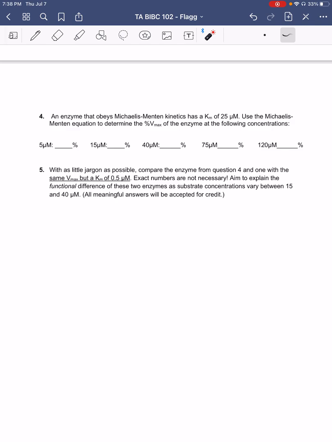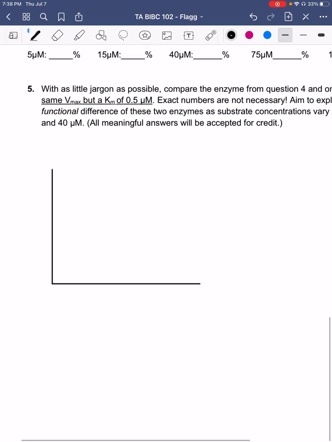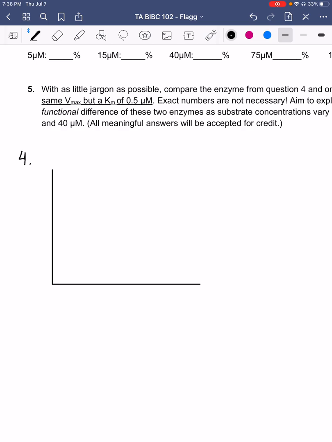So when we talk about Michaelis-Menten kinetics, and I have a separate video on this, so if you'd like more information on this, definitely watch that. But I can go ahead and talk about it a little bit here. Let's go ahead and draw the diagram where we talk about Michaelis-Menten kinetics and reactions that follow Michaelis-Menten rules. Okay, and this is for number 4.